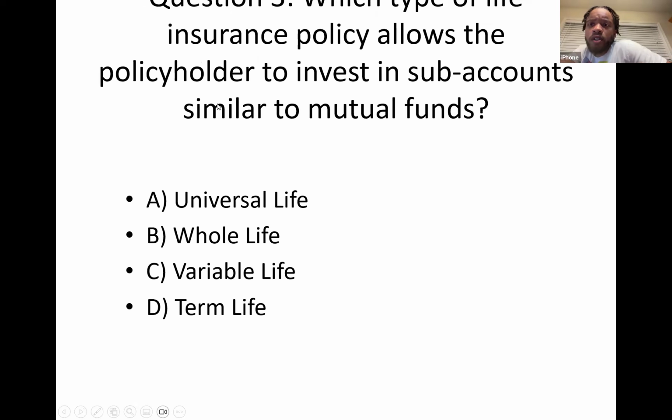Which type of insurance policy allows the policyholder to invest in sub accounts similar to mutual funds? Keyword, invest. I'm going with C, variable life. Great. Next.